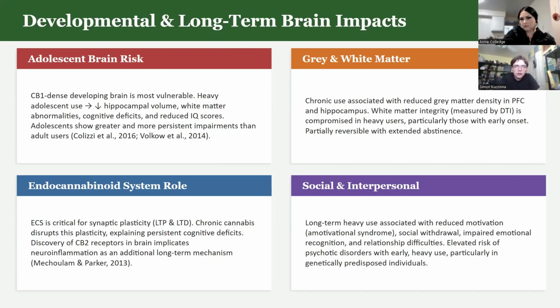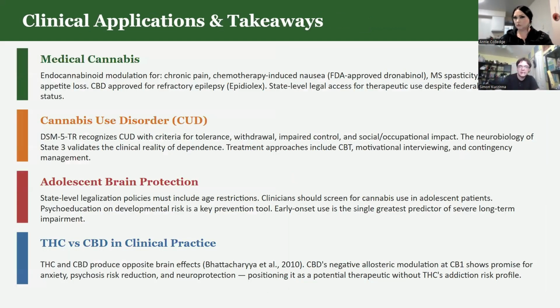So what are the clinical takeaways from all of our neuroscience at present? So first, we're going to be talking about things like medical cannabis. The endocannabinoid system is a legitimate therapeutic target, as we're seeing more and more. Cannabis and cannabinoids are often going to be used for pain management, chemotherapy-induced nausea, MS spasticity, and HIV/AIDS-related appetite loss. So CBD has the FDA approval also for refractory epilepsy under the name Epidiolex. I'm unfamiliar how to pronounce that, but it's Epidiolex, I believe. So correct me if I'm wrong, but that's approved.